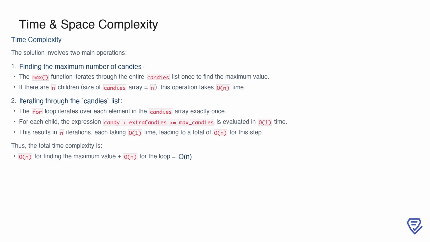Next, we iterate through the candies list again using a for loop. For each child, we evaluate whether their candies, when combined with extra candies, are greater than or equal to the maximum value. This comparison is done in constant time, O(1), for each child. Given that there are n children, this loop runs n iterations, resulting in an additional time complexity of O(n). When we sum these two steps, O(n) for finding the maximum value and O(n) for the loop, the total time complexity of the solution becomes O(n).